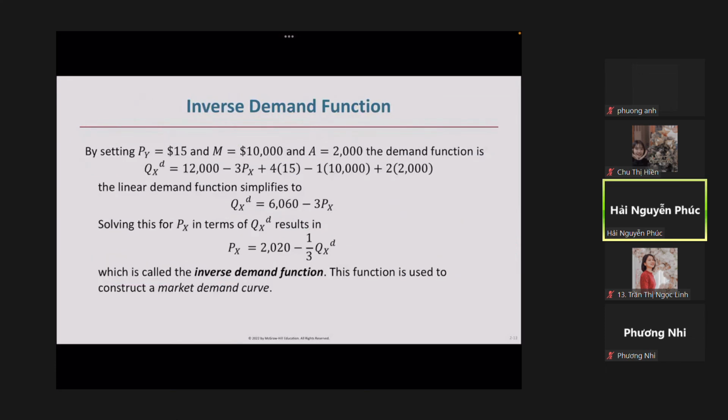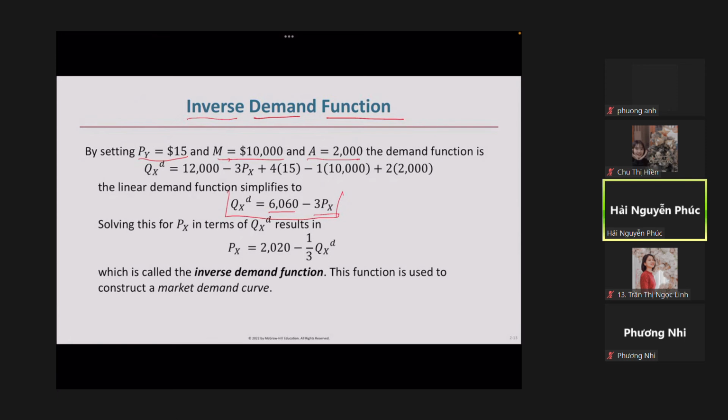Now let's go on to derive the so-called inverse demand function. If we plug into the equation the information about the price of good Y, the level of income and advertising, we can derive this demand function: QXD equals 6060 minus 3PX. Okay.